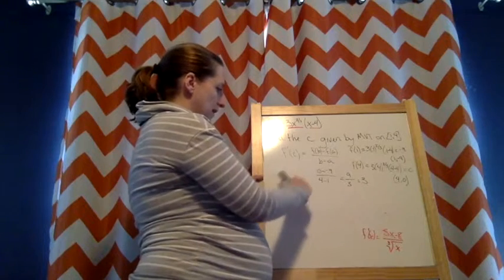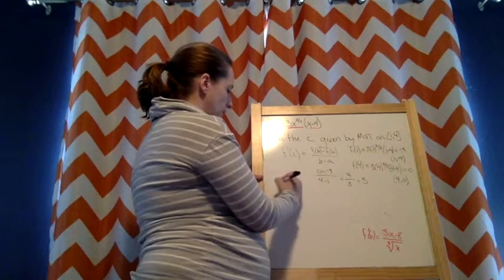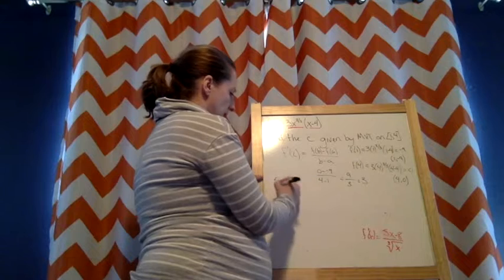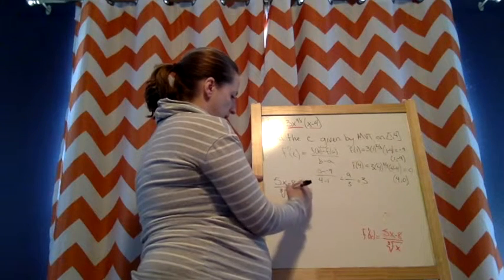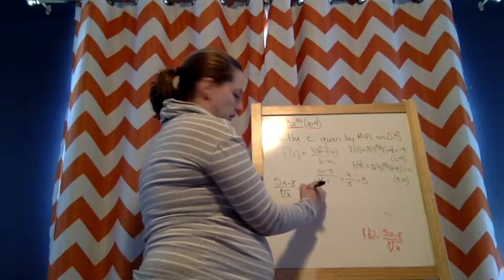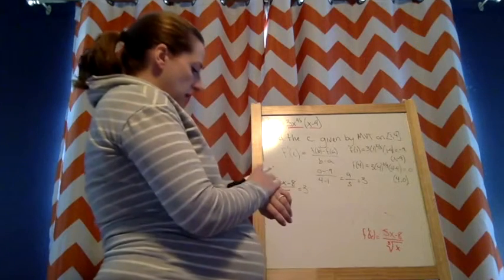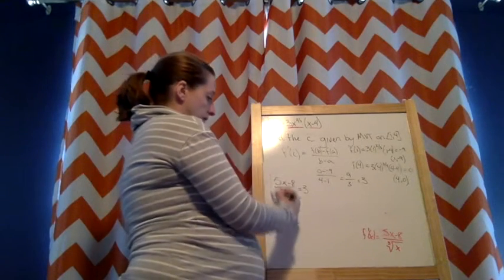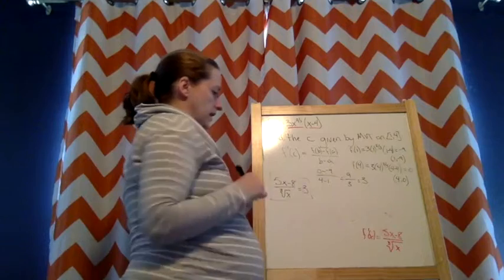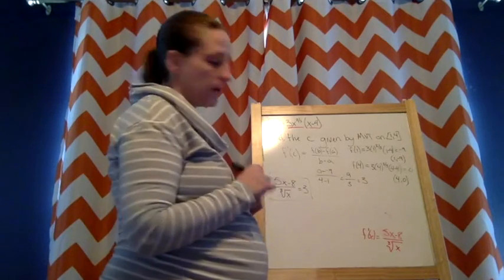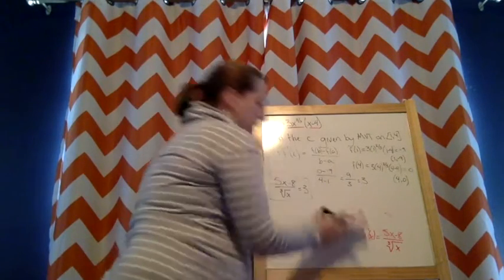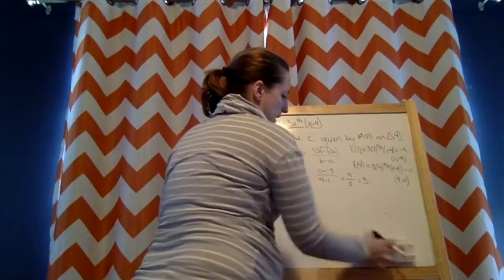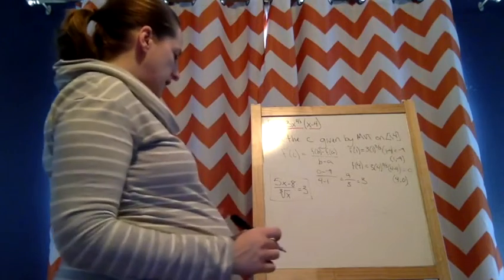Well, luckily we already calculated and simplified our derivative. So really what we have on this side of the equation is (5x minus 8) over the cube root of x equals 3. So this is now the equation that we are trying to solve in order to find the point guaranteed to exist by the mean value theorem. Now this is where it gets a little algebraically messy, okay? But that's okay. Let's give this a shot.